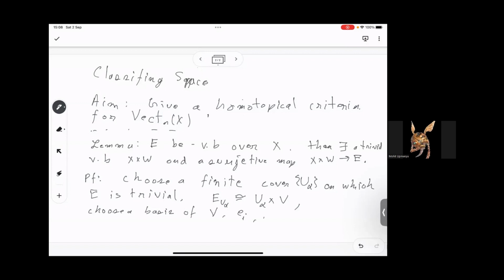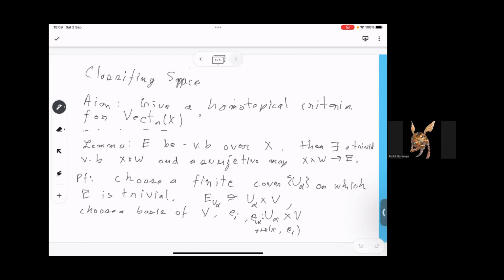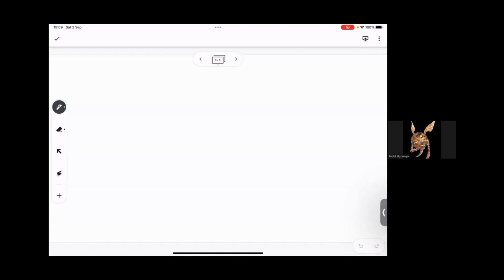So we'll get sections of U_alpha cross V given by x going to (x, e_i). This section we're going to call e_i^alpha. So the e_i^alpha are the sections which send the point x to (x, e_i). Now for every U_alpha, we can choose such sections.